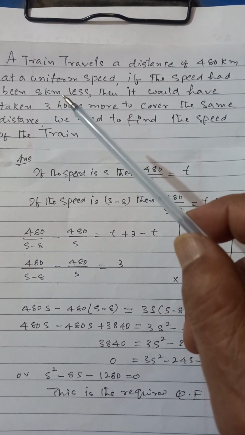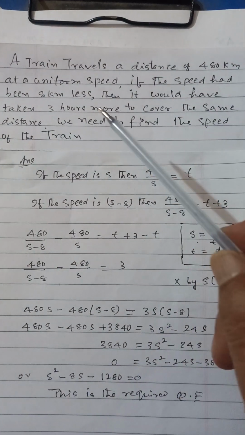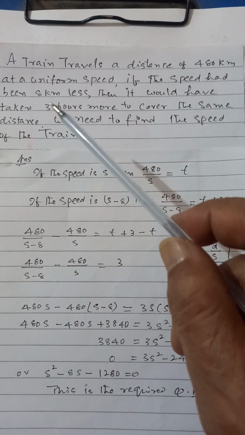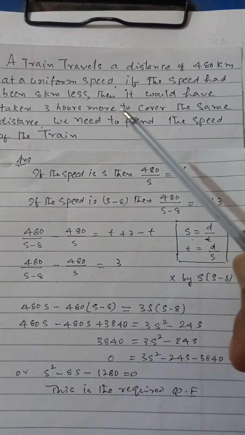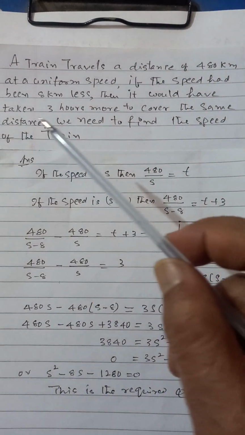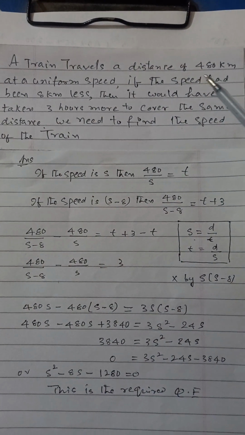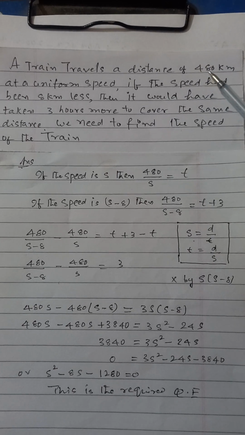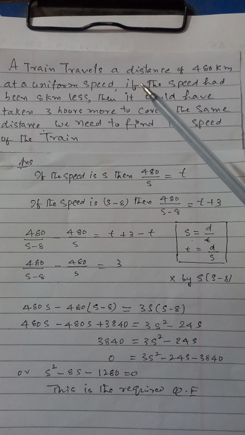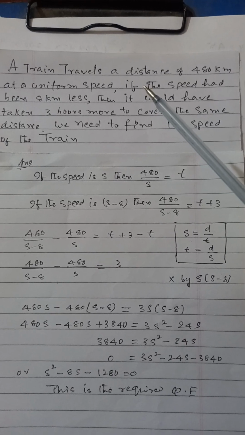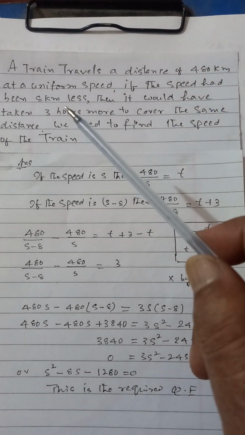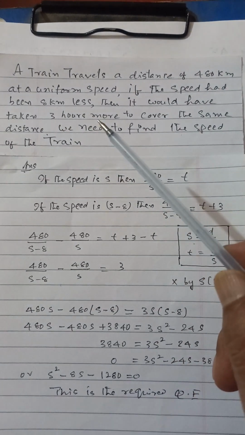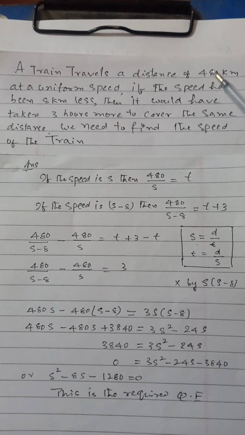By 8 kilometers less, then it would have taken 3 hours more. So if the speed decreases, it takes more time, 3 hours more to cover the same distance. Which is the same distance? This 480 kilometers. It covers a distance of 480 kilometers with a uniform speed. If the speed is decreased by 8 kilometers, then it would take 3 hours more to cover the same distance. That is the meaning of the problem.